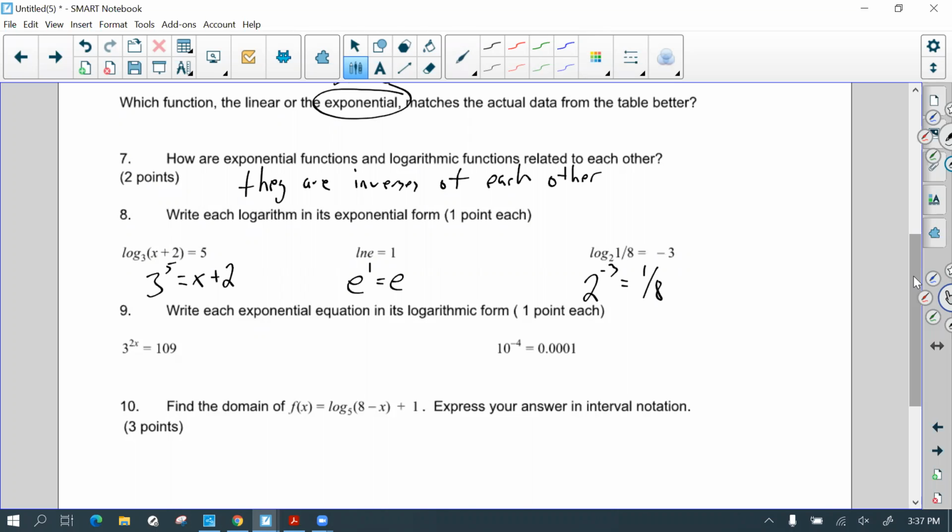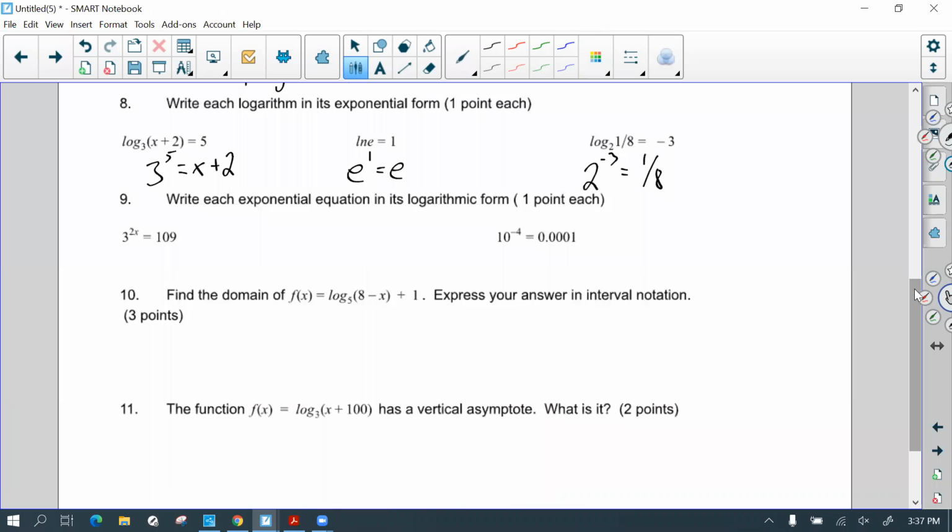Write each exponential equation as a logarithm. Well, logs are exponents. So 2x is the exponent. That is log base 3 of 109. Over here, logs are exponents. So negative 4 is the exponent. That equals the log base 10, don't write it, that's just log, of 0.0001.